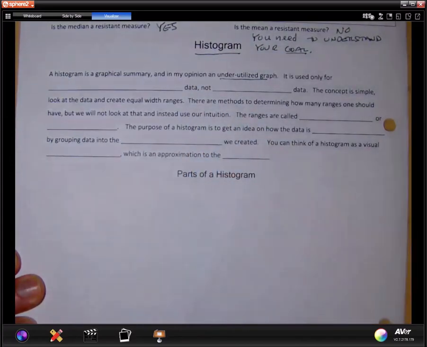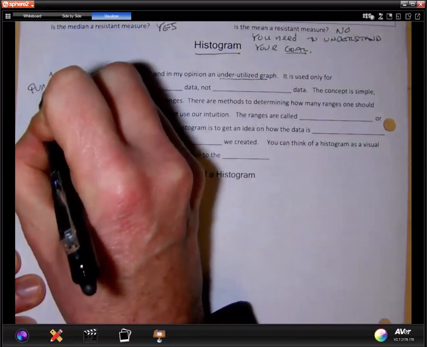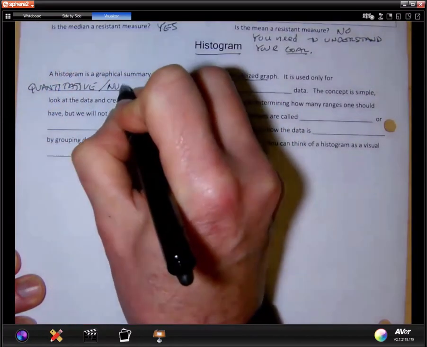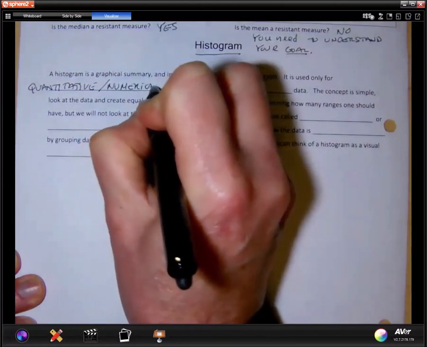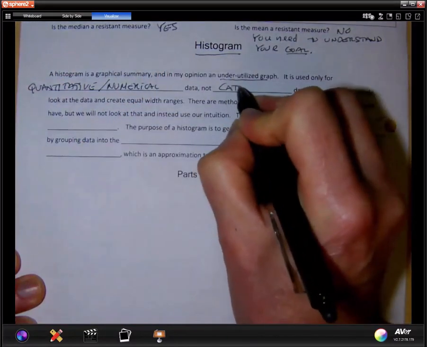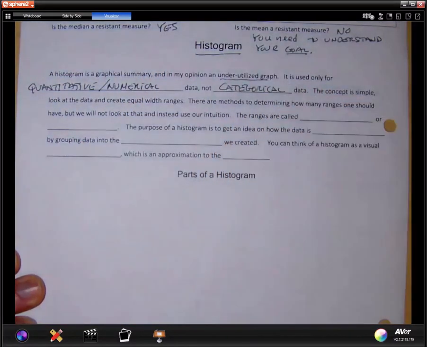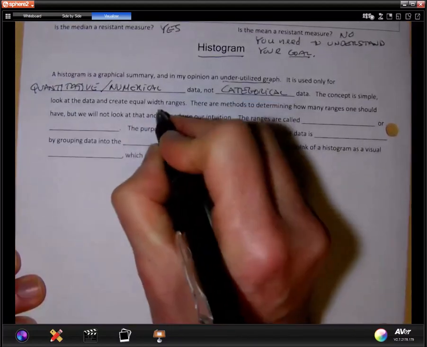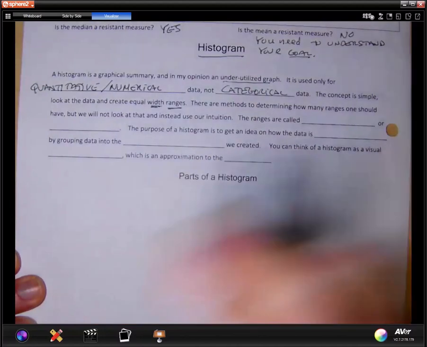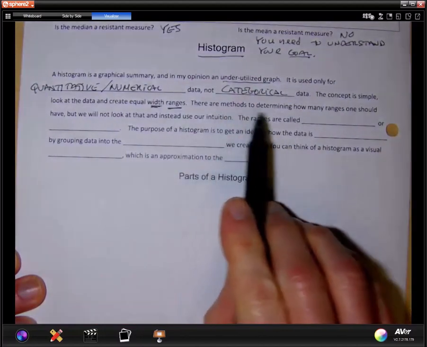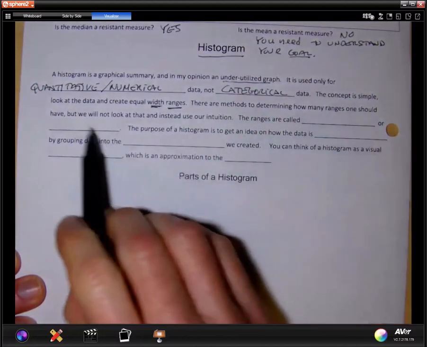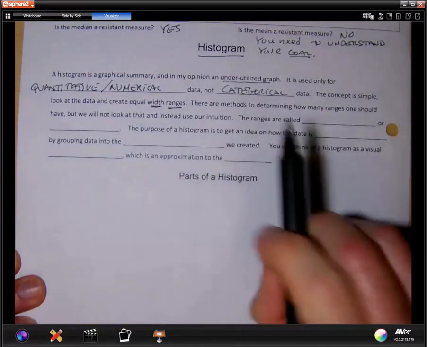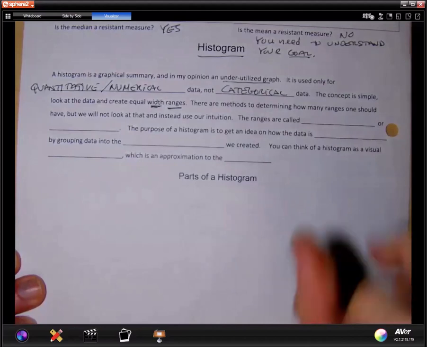It is used only for quantitative, numerical data, not categorical. The concept, again, is just simple. Look at the data and create equal width ranges. What does that mean? Well, we're going to see in a minute. There are methods to determine how many ranges one should have, but we'll look at that at the end instead of using our intuition. We're not good. There are, again, methods just to figure out how many ranges, how many widths you need.